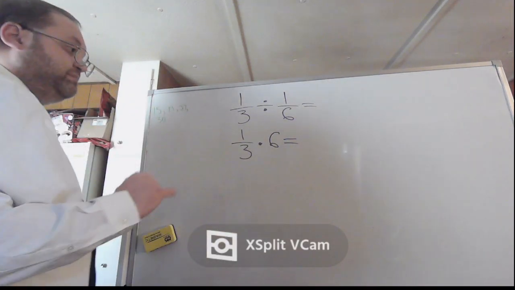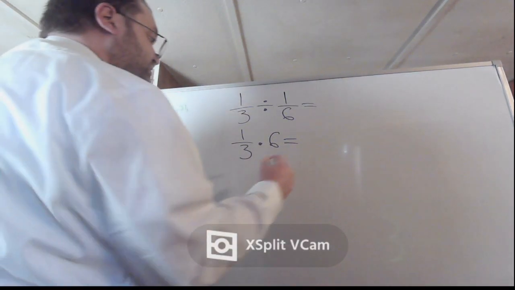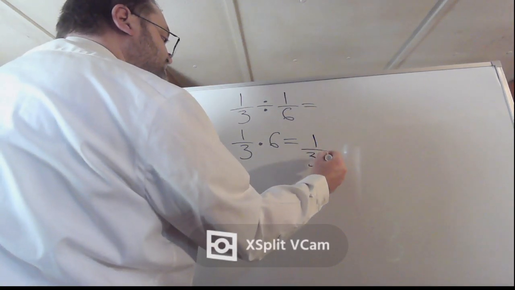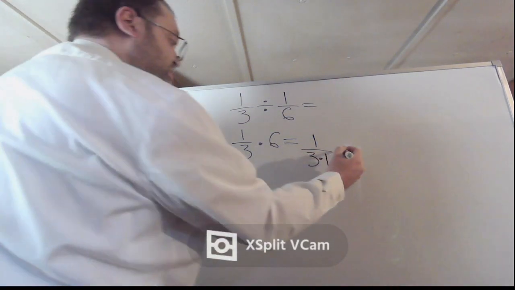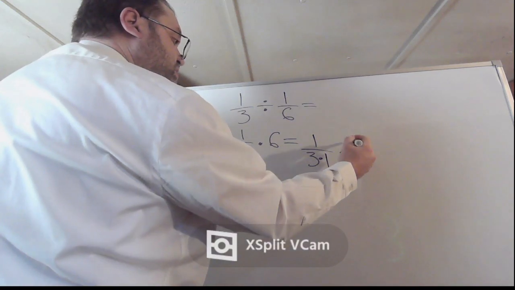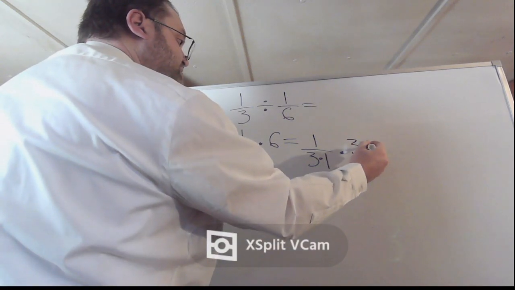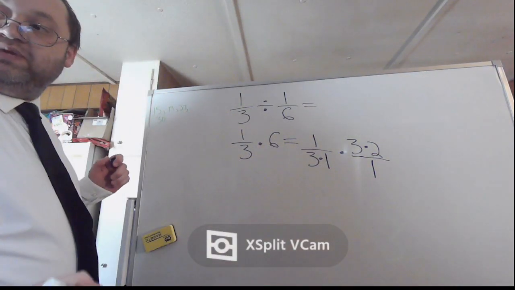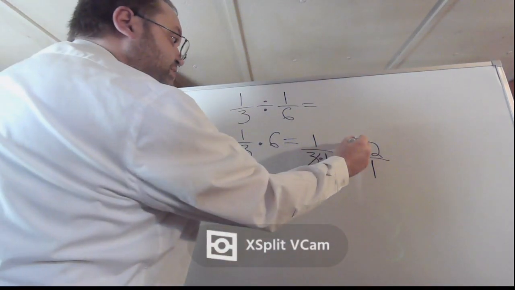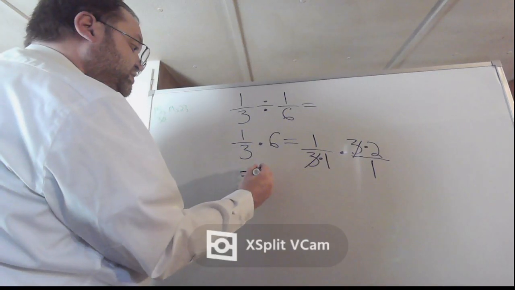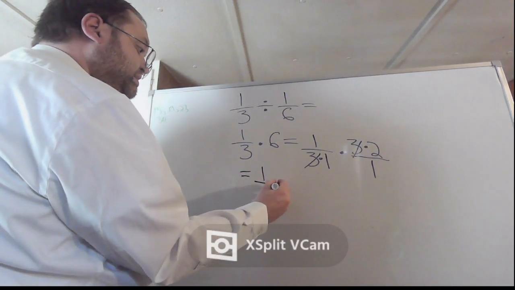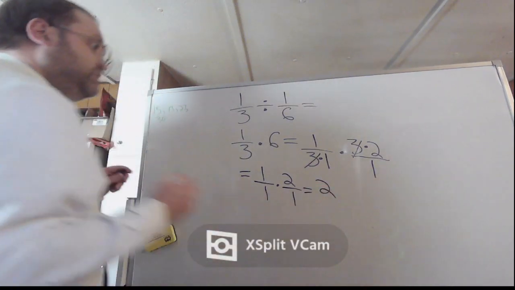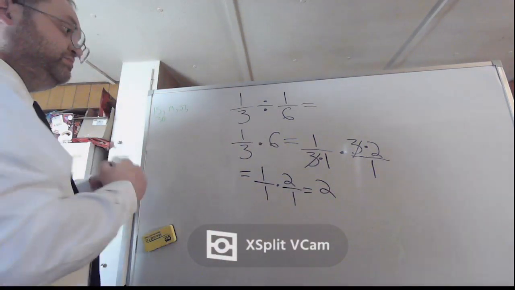Now we can do some factoring. You're going to have 1/3 times 6 over 1, because 6 has factors of 3 times 2. We see we can cancel out a common 3, which is going to give you 1/1 times 2/1, which would just give you 2. So your answer to that problem would be 2.